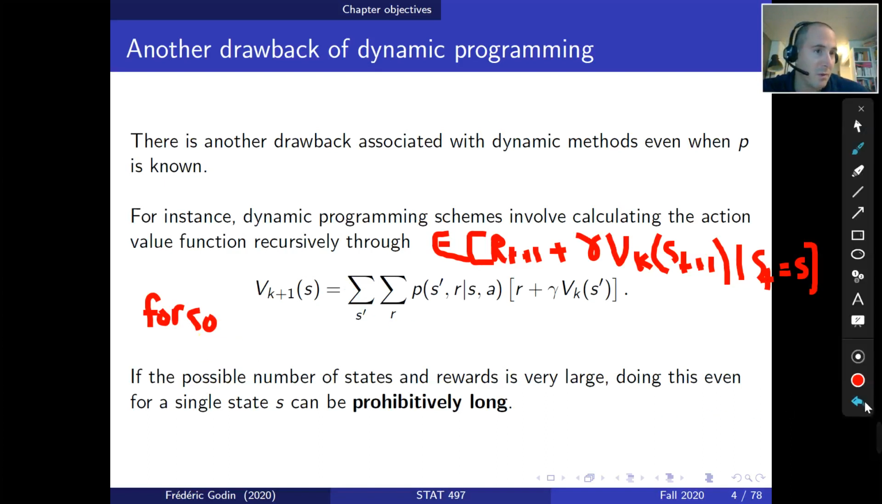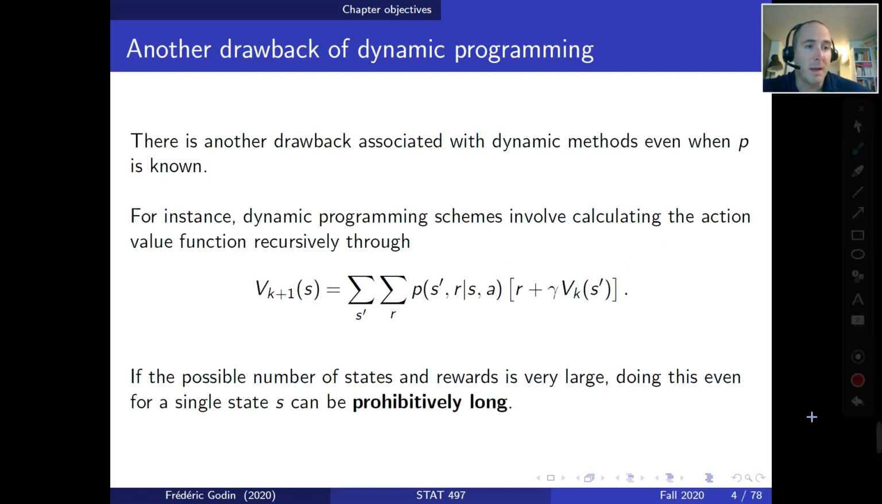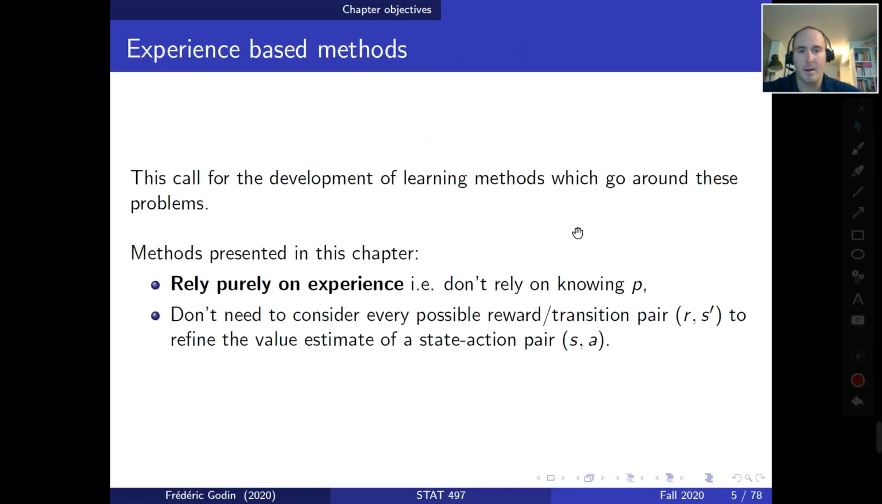So the methods we will introduce in this chapter aim to be applicable in these types of situations. We aim to be able to apply them even if the number of states is large and the number of possible rewards is also large. The previous drawbacks associated with dynamic programming algorithms call for the development of new methods.